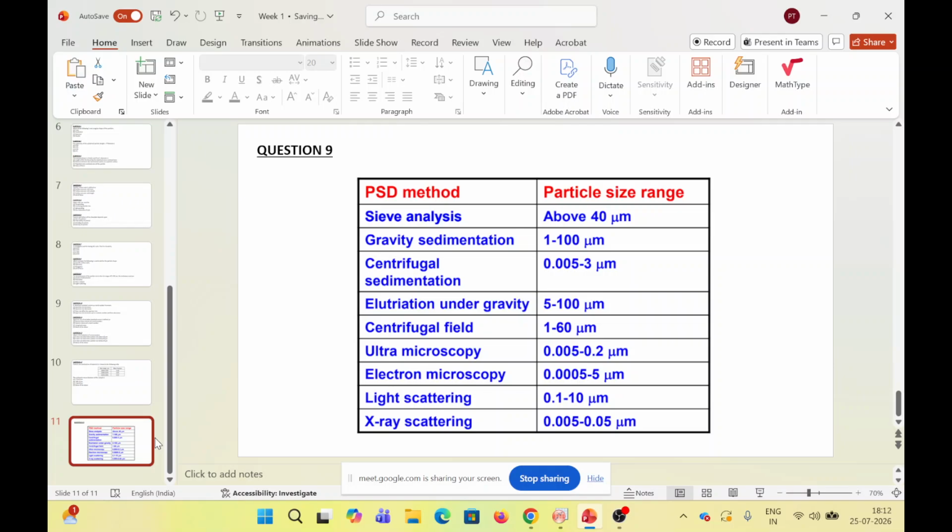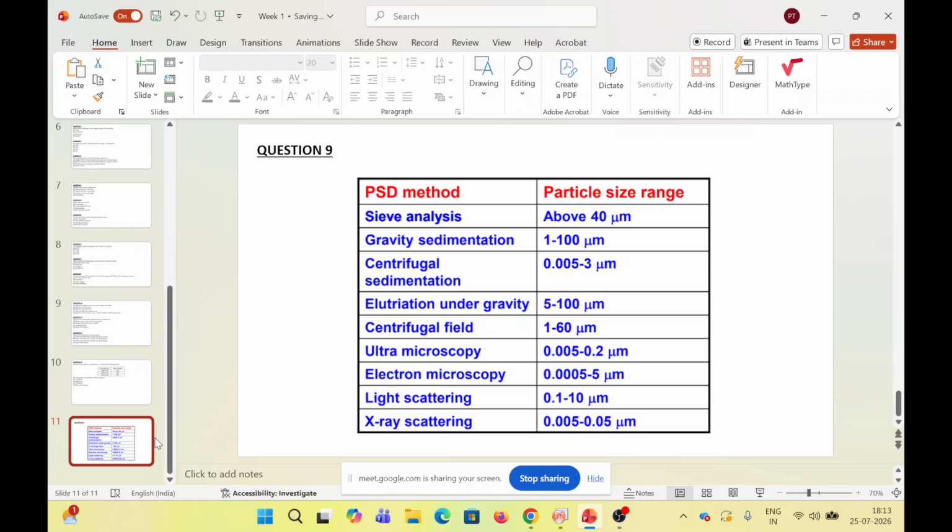Whereas gravity sedimentation, that is settling of the solid particles only by using gravity, in those cases the particle size range needs to be between 1 to 100 micrometers. For centrifugal sedimentation, you use centrifugal force and cause the particles to settle down at the bottom. In that case, you have a particular size range. Like that, for each and every kind of technique, you have a certain size range. Sieve analysis is the one used for analyzing bigger particle sizes.